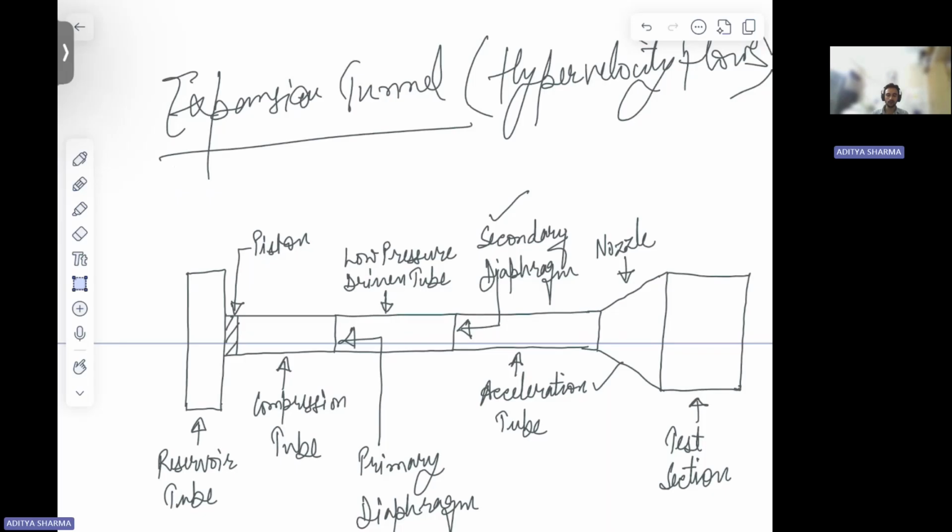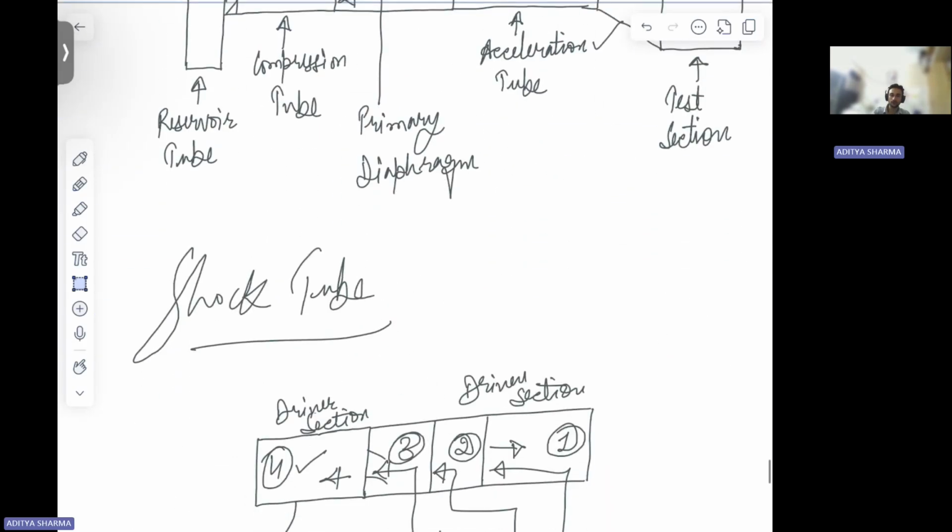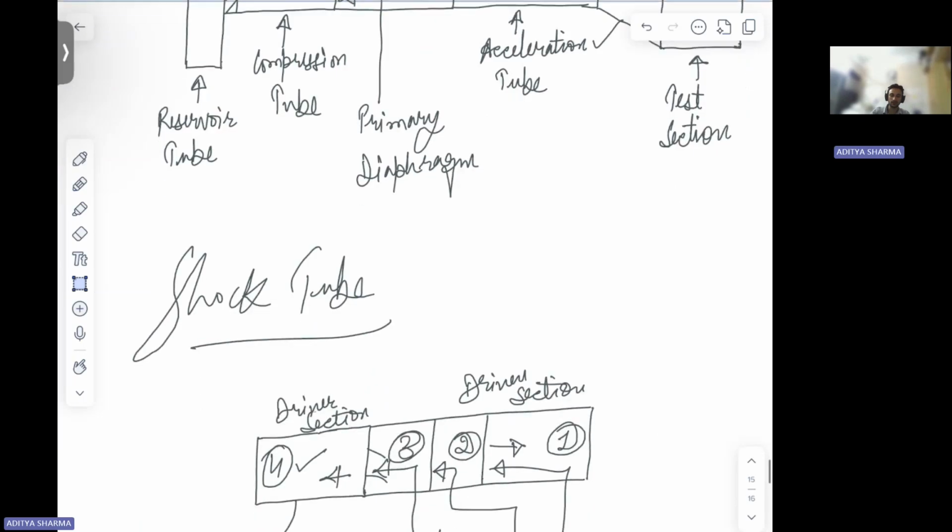So by means of increasing pressure in your reservoir tube, you move the piston. This piston pressurizes whatever gas is there in your compression tube, okay, which bursts the primary diaphragm, giving rise to a wave which further ruptures secondary diaphragm, and then you have a wave traveling from acceleration tube towards your nozzle. From nozzle, it reaches your test section. So this is your hypervelocity flow. It will generate a hypervelocity flow at the test section.